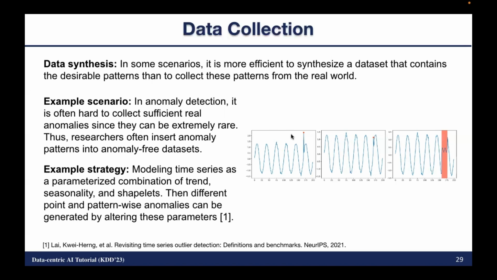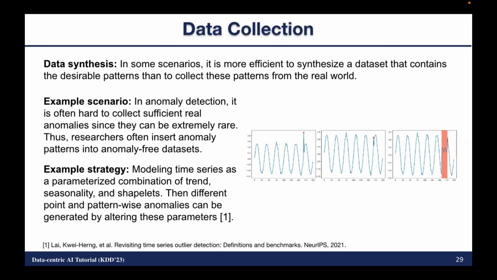So for example, in this figure, these are generated anomalies based on the anomaly-free dataset. As you can see, the first one is a point-wise anomaly, which means one point is different from the other data points. And the last one is a pattern-wise anomaly, which means a segment is different from the other segments.